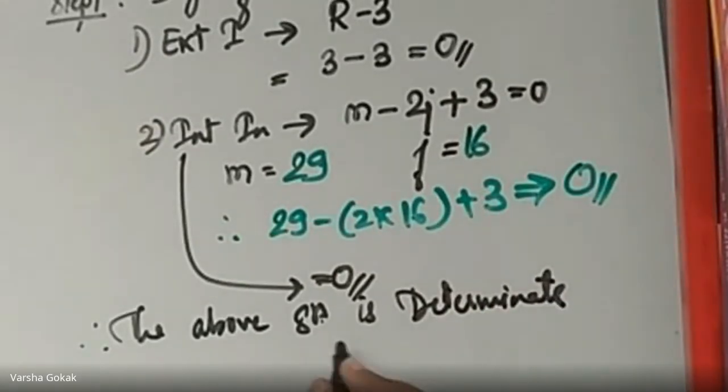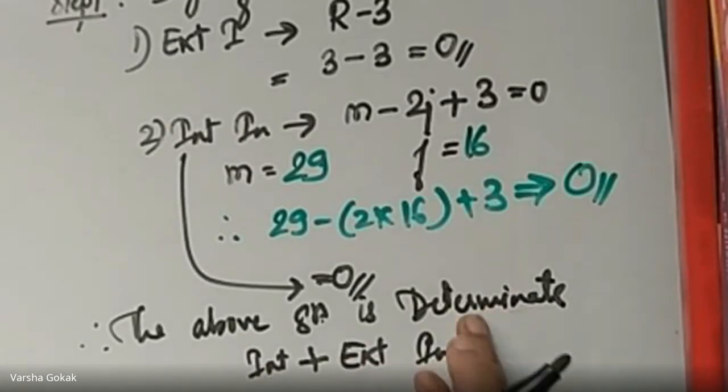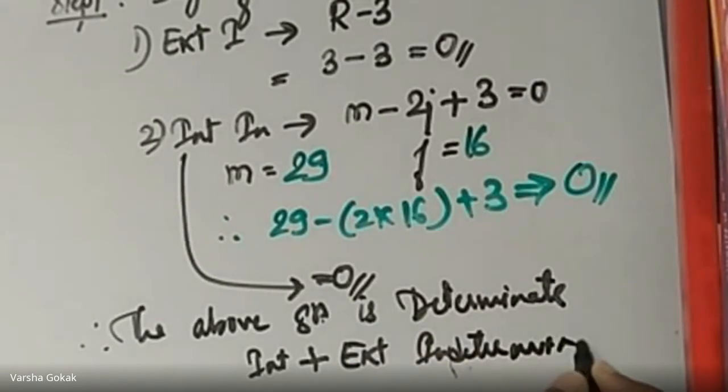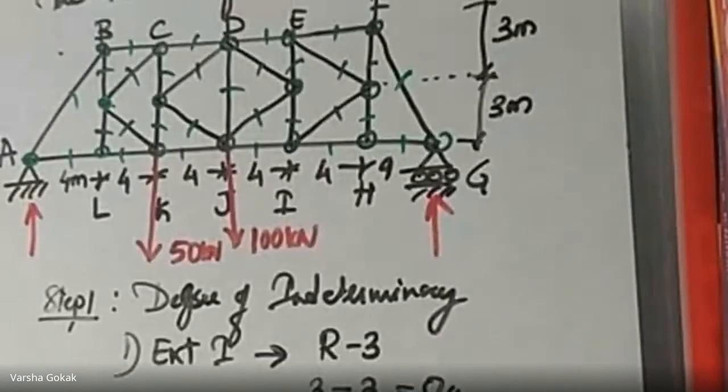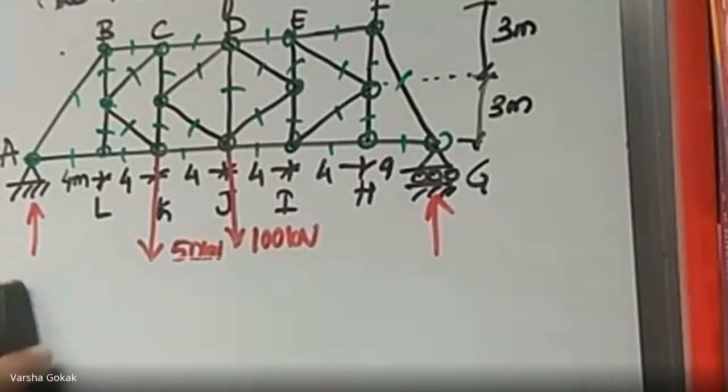Or you can write that the structure's internal and external indeterminacy is equal to 0. Write a comment like that. So once we find that they are 0, what is the next step? We have to find the reactions. So how do we find the reactions? What are the three equations we use? Fx, Fy and M.